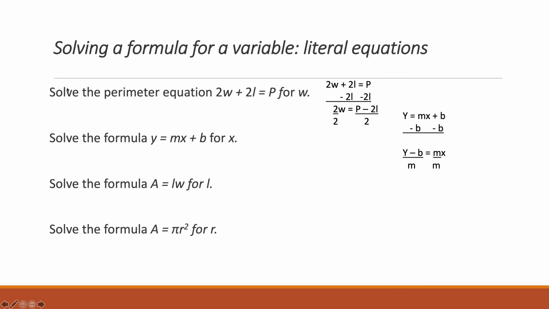Let's try this one. Solve the formula for X: Y equals MX plus B. Want to get the X all by itself? I subtract B from both sides, and then I divide both sides by M, and I get Y minus B over M. You hear my dogs going nuts. I really apologize. My wife is just getting home, so they're barking like crazy for her. All right, next up, get the L by itself, so I have to divide by W. L equals A over W.